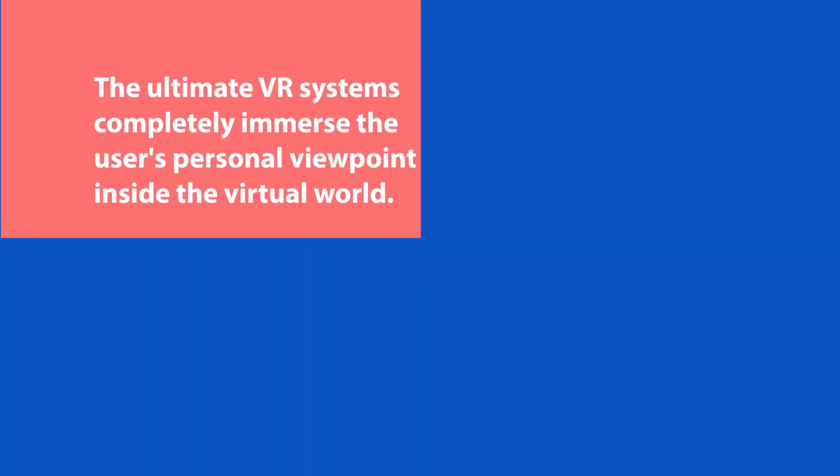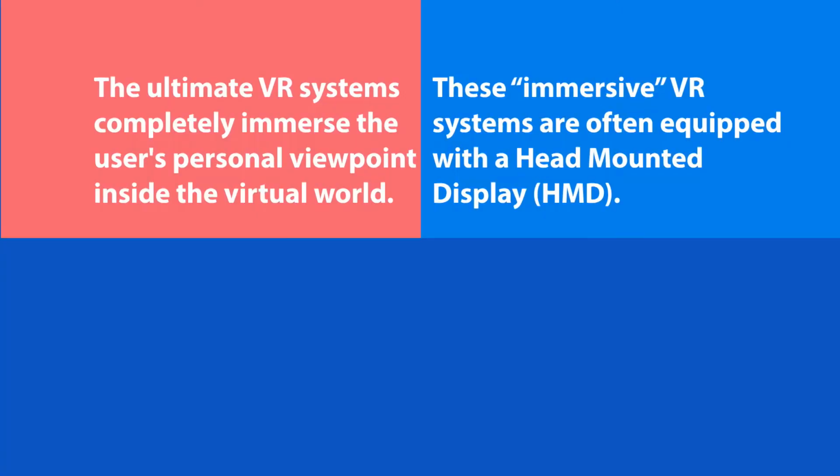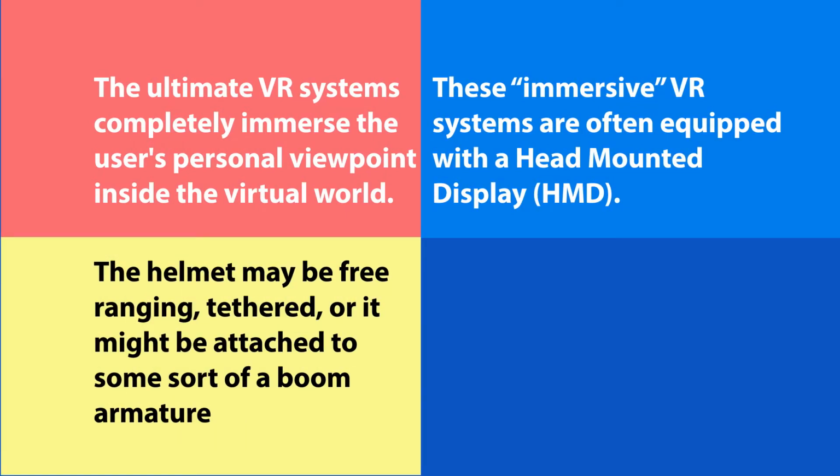The third type we can talk about is the fully immersive systems. The ultimate VR systems completely immerse the user's personal viewpoint inside the virtual world. These immersive virtual reality systems are often equipped with a head-mounted display. This is a simple helmet or a face mask that holds the visual and auditory displays. The helmet may be free-ranging, tethered, or it may be attached to some sort of boom armature.